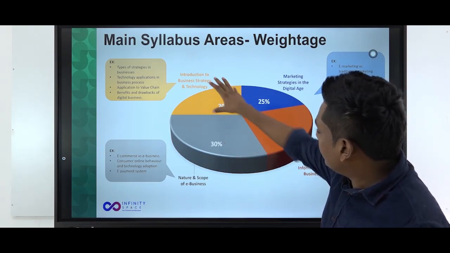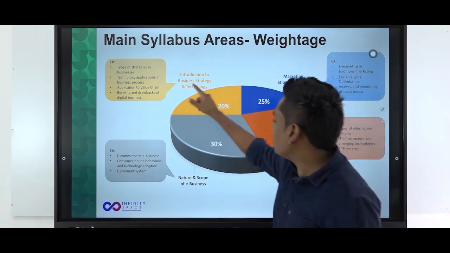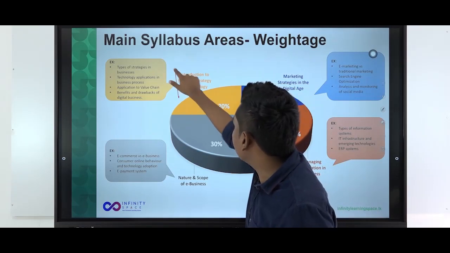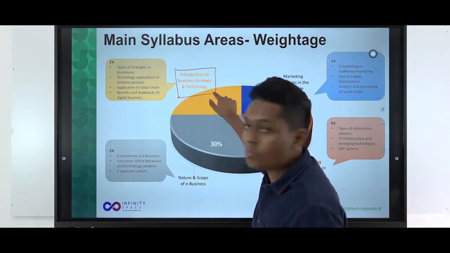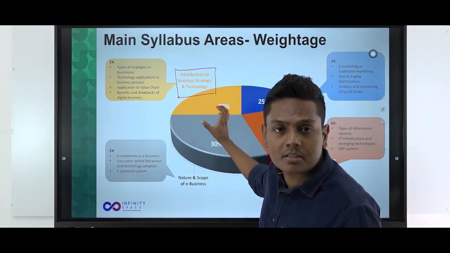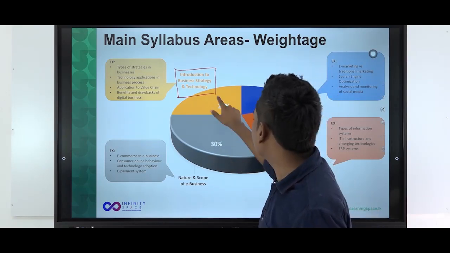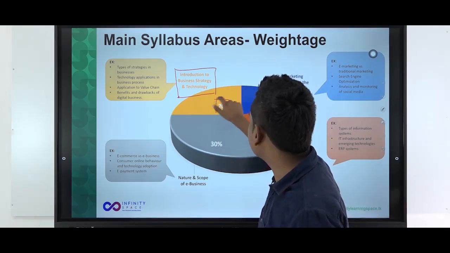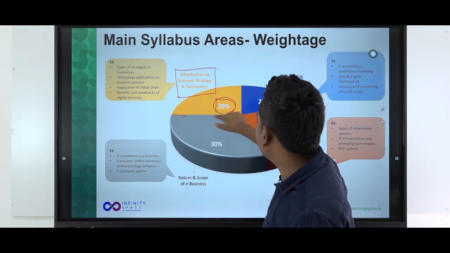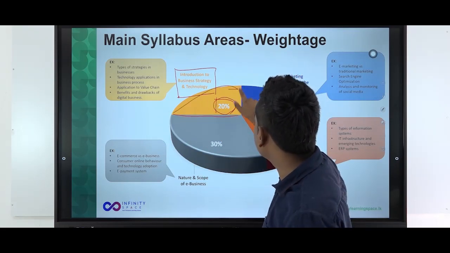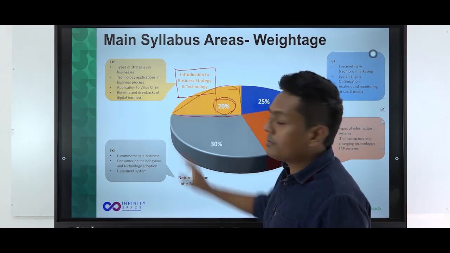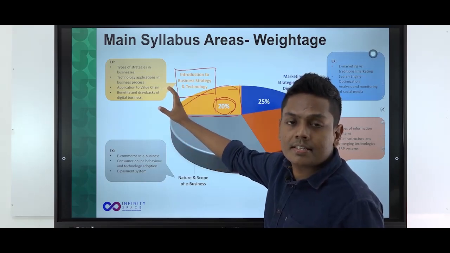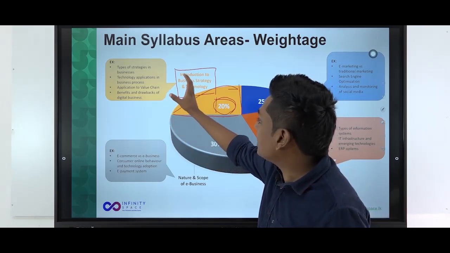30%. Okay, let's go with the initial thing. Introduction to business strategy and technology covers how much? 20% of the syllabus, right? 20%. This portion. And what are the areas this 20% is focusing?